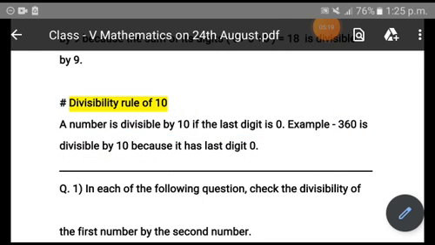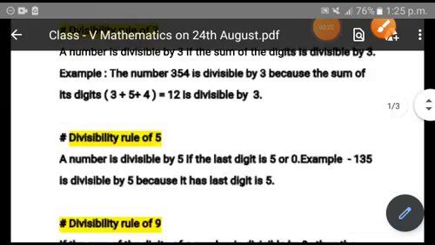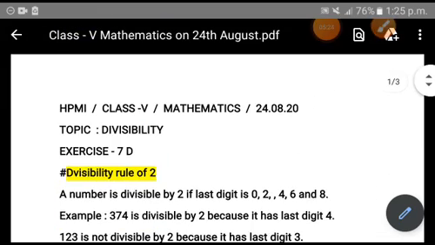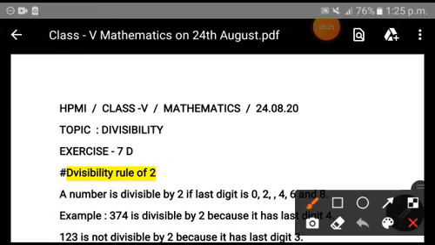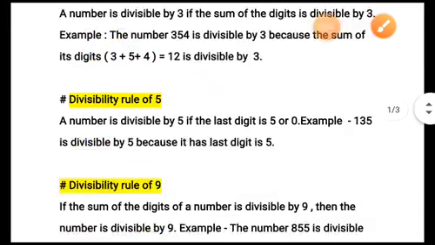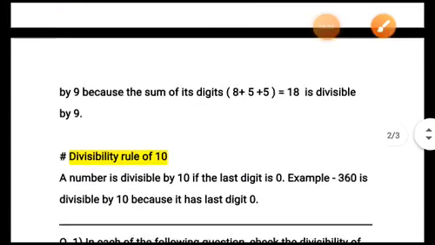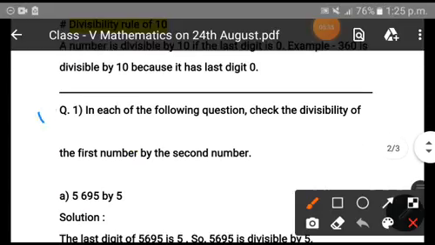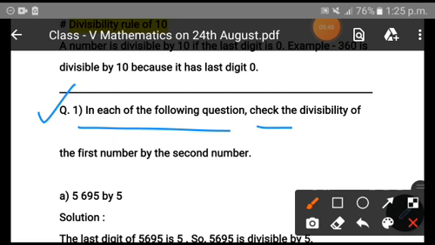Okay. Now let's work out a few sums. We are going to do exercise 7D. We are going to do sum number 1. In each of the following questions, check the divisibility of the first number by the second number.